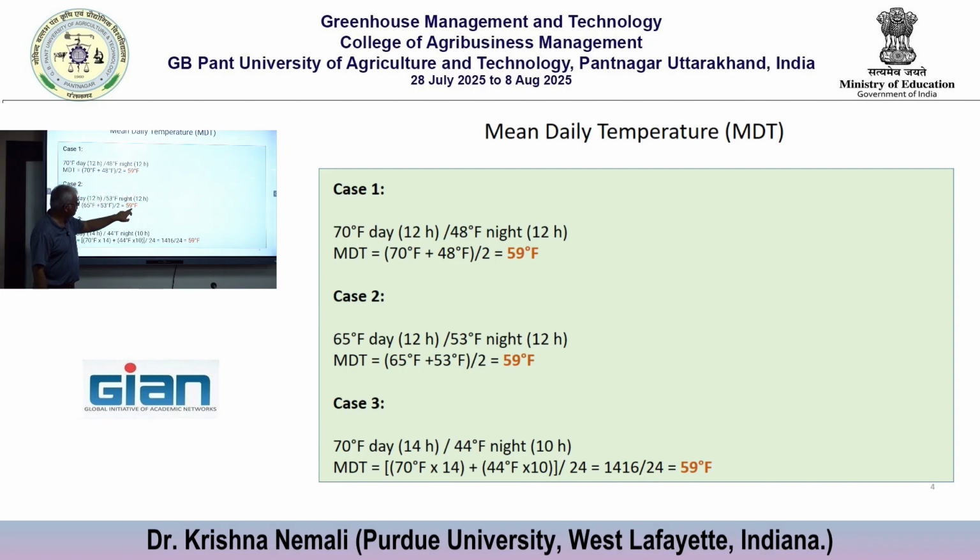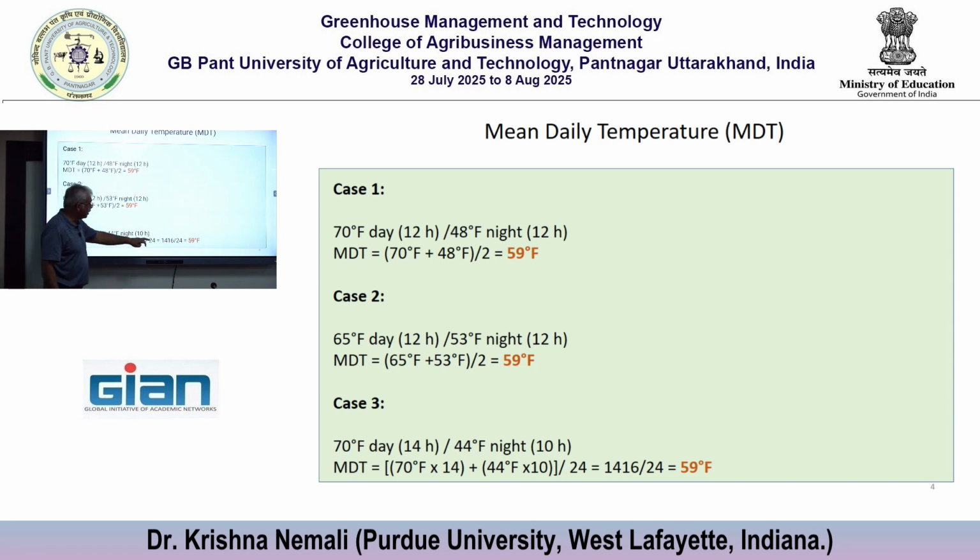But you see the same temperature in all these three cases. Look here, it's got 70 degrees Fahrenheit during the day for 12 hours and 48 at night. So mean daily temperature is 70 plus 48 by 2, 59. The second scenario, you got 65 for 12 hours during the day and 53 for 12 hours at night. Again, it's 59. It's the mean temperature. What is during the day or what is the night, it doesn't matter. It's the mean temperature. And the third case is 70 degrees for 14 hours and 44 for 10 hours. Still, you get the same mean daily temperature.